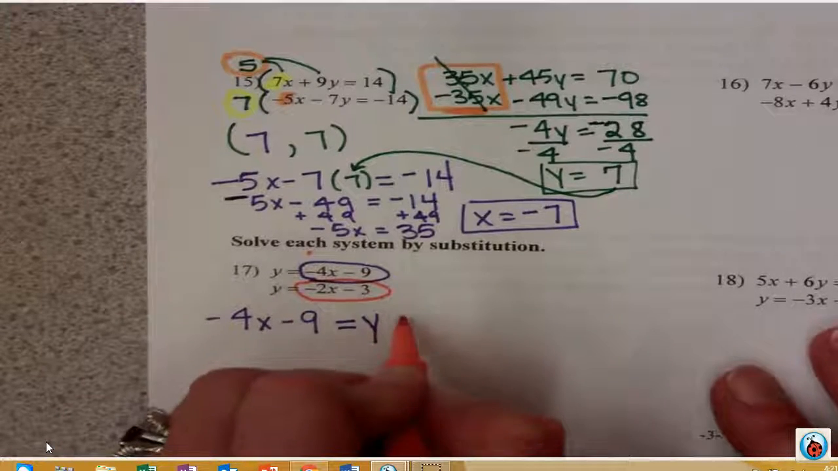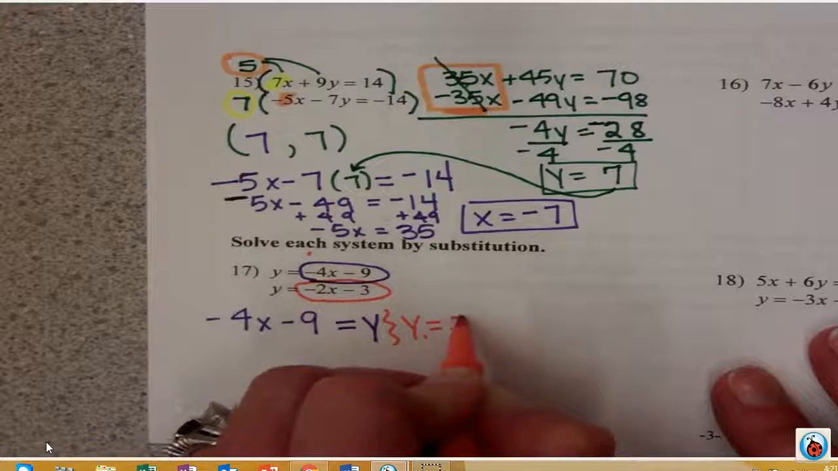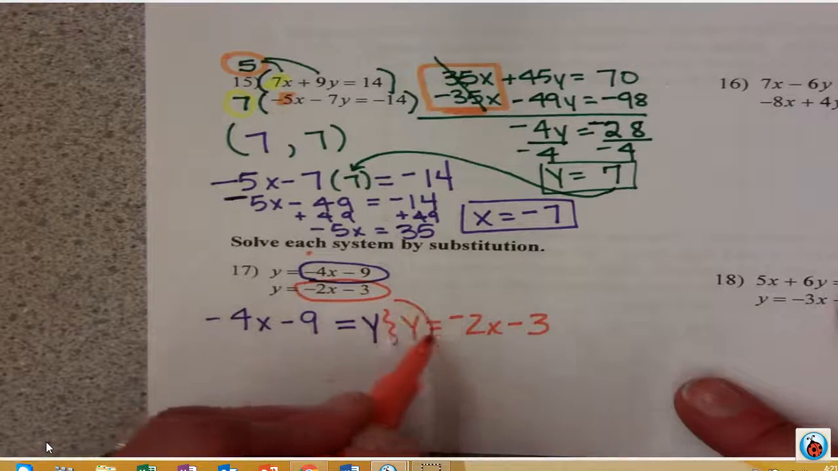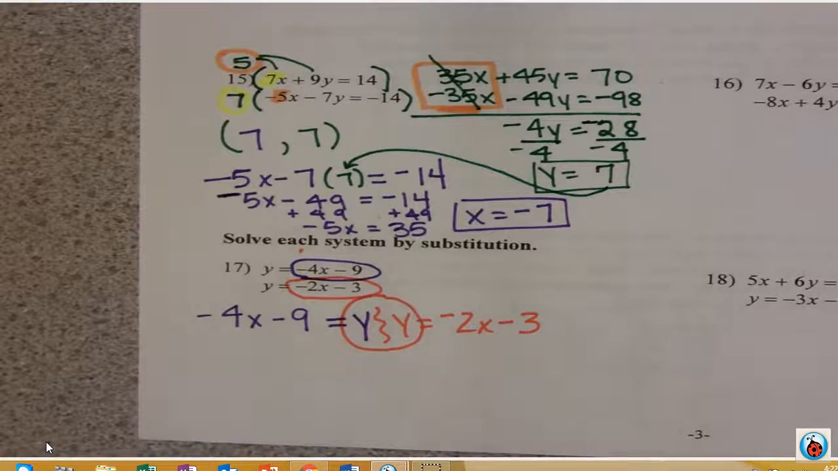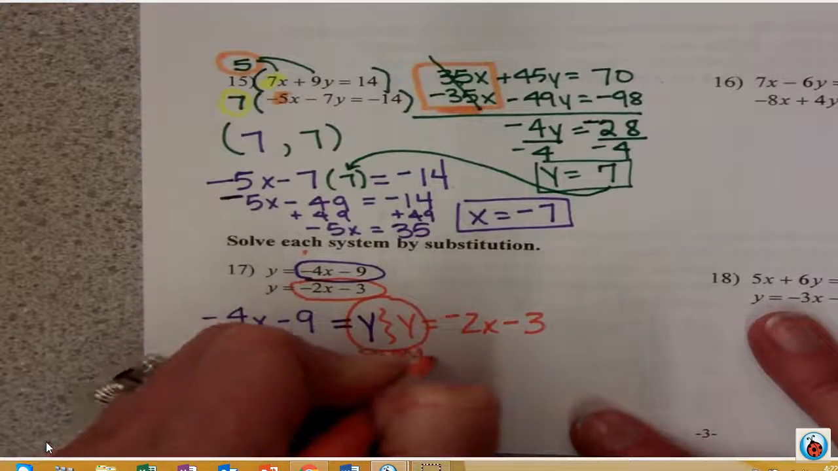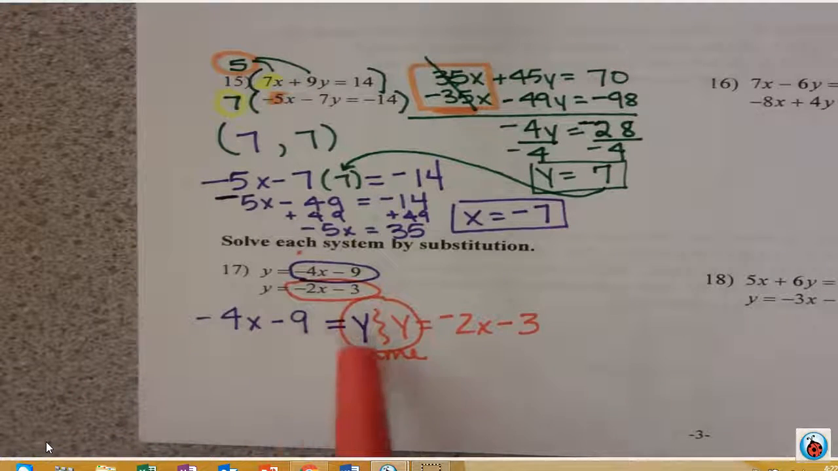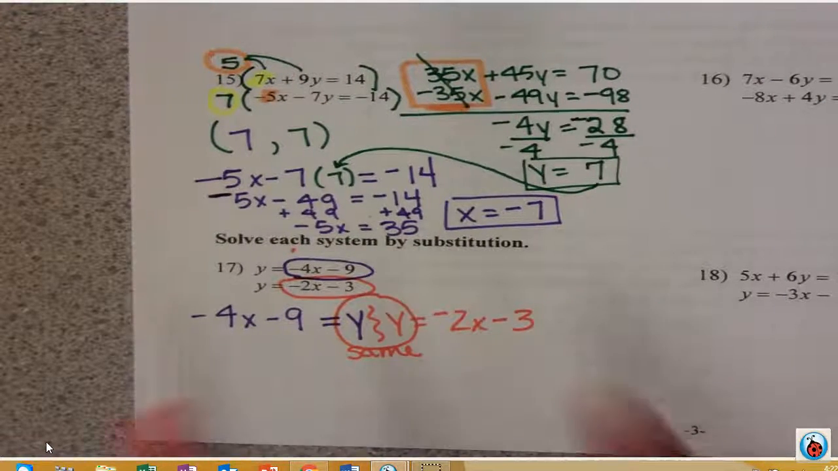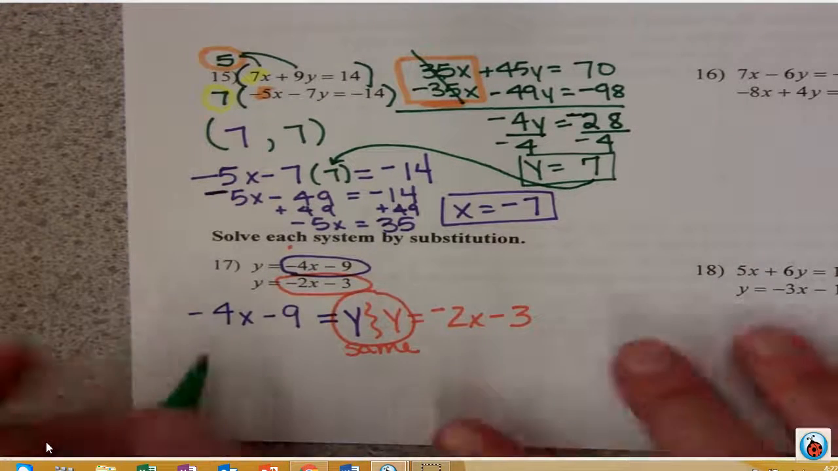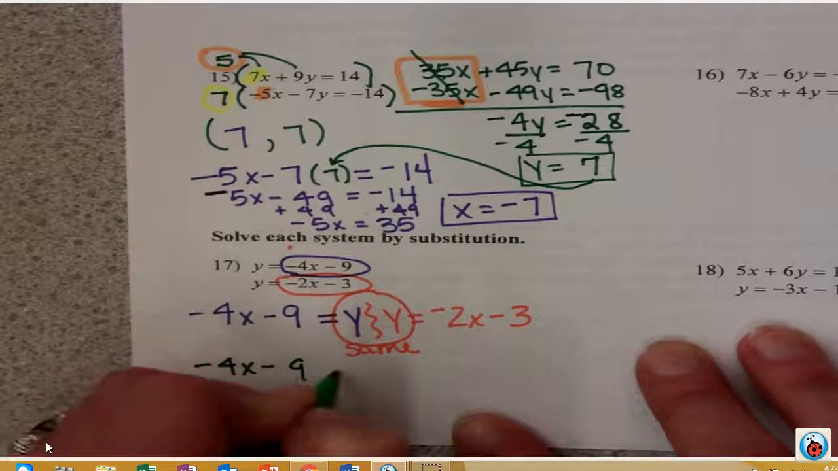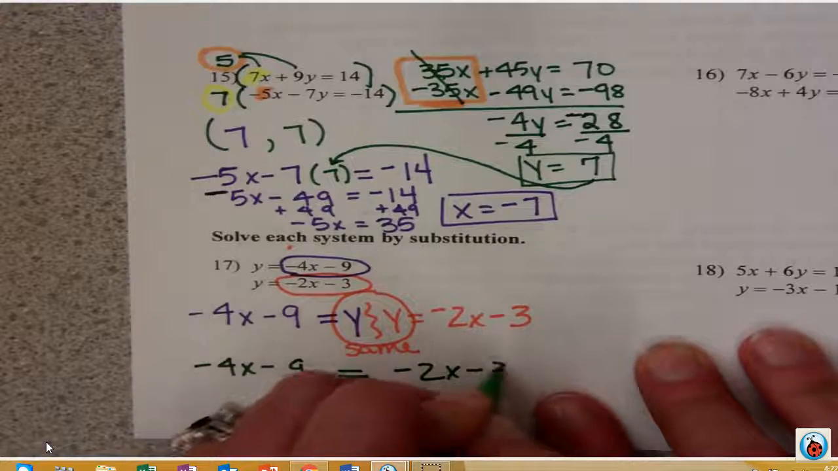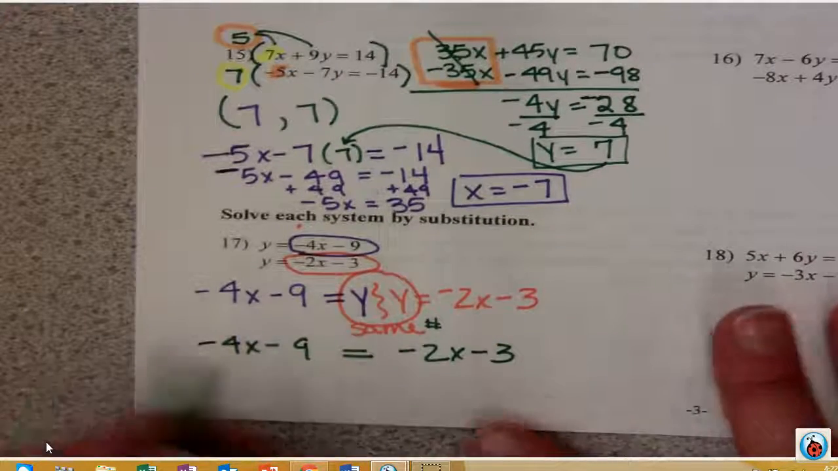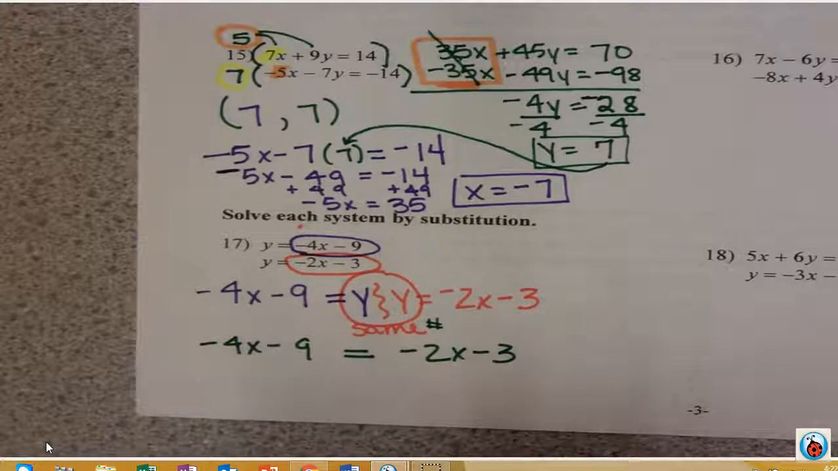And y is going to equal negative 2x minus 3. These are the same numbers. They are the same. I'm going to write that. Same. So what they're saying is if y equals this and y equals that, these two should equal each other. So we can write that. Negative 4x minus 9 should equal negative 2x minus 3 because they both equal y, which is the same number. Same number. So now I just have to solve for x.